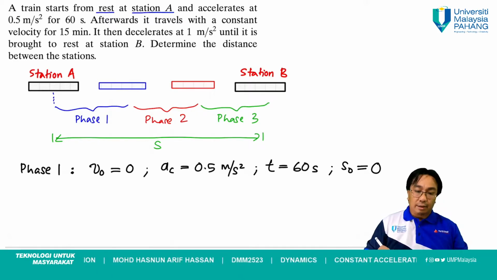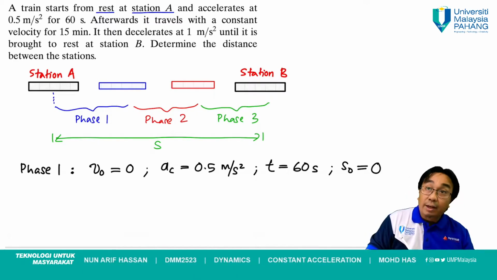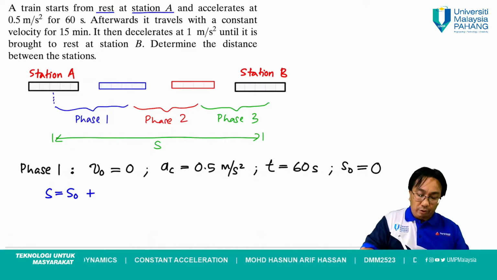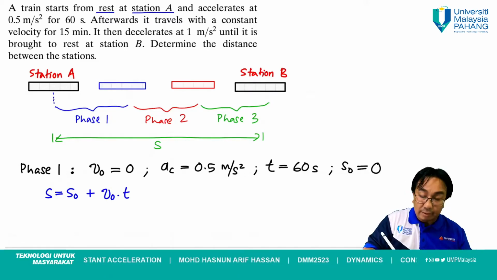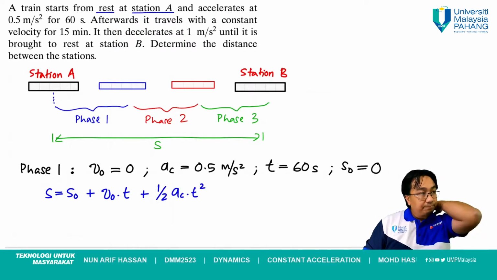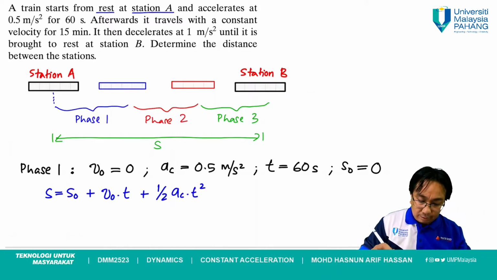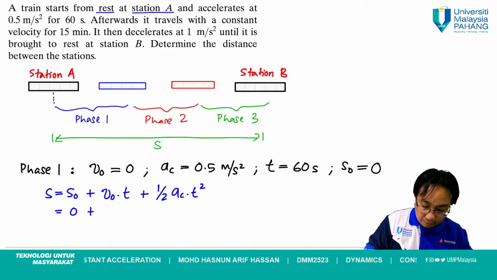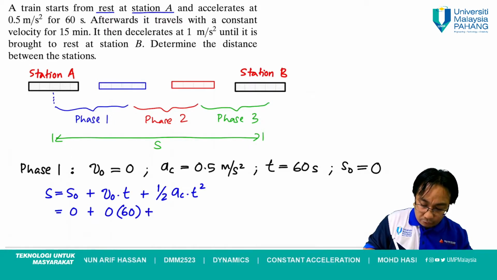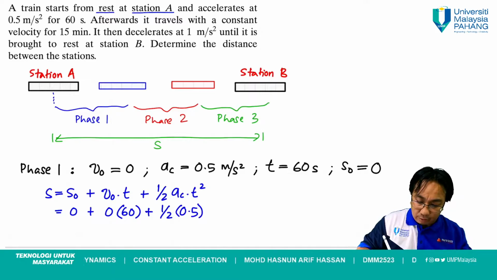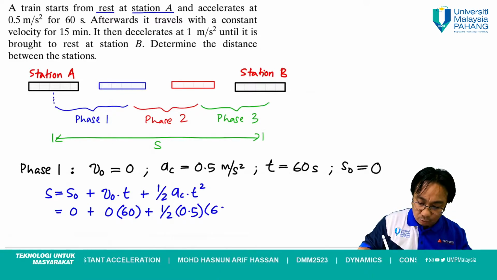Alright, so then kita akan guna equation tadi. S is equal to S0 plus V0 times T plus 1 over 2 AC times T square. Okay. Then kita gantikan je lah value dia. S0 is 0, V0 is 0, T is 60 seconds plus 1 over 2, AC is 0.5 dan T square is 60 square.